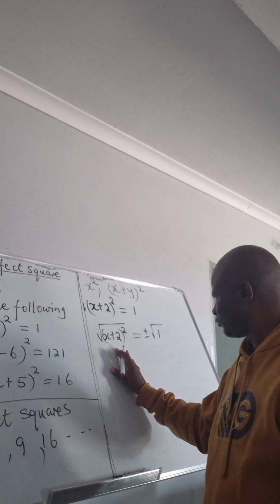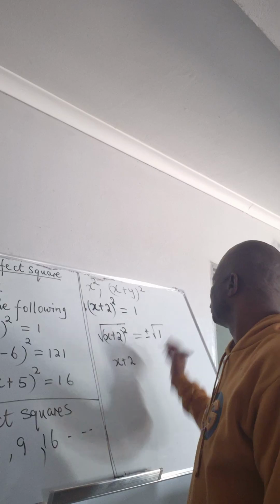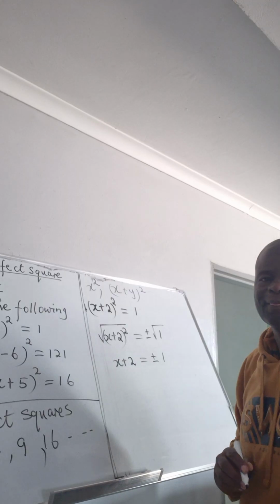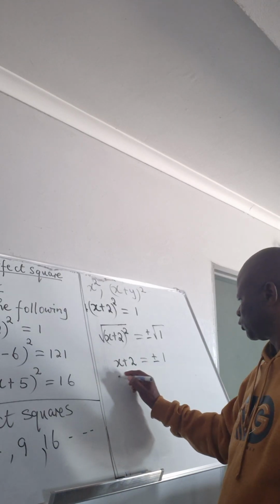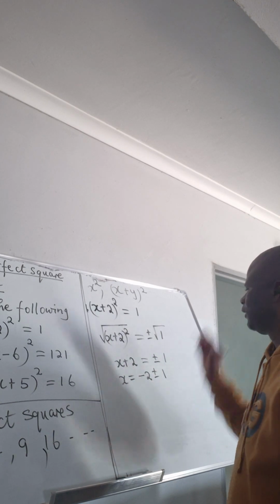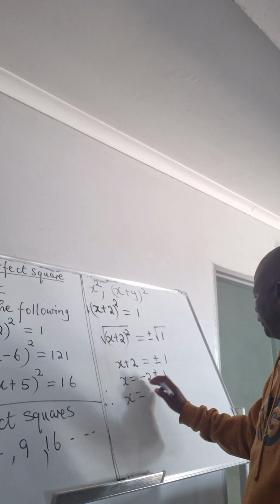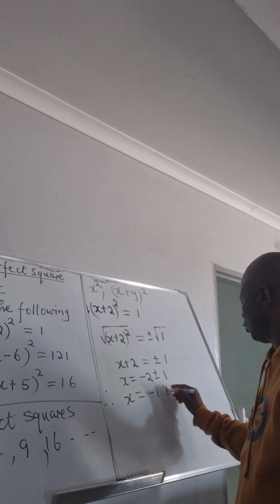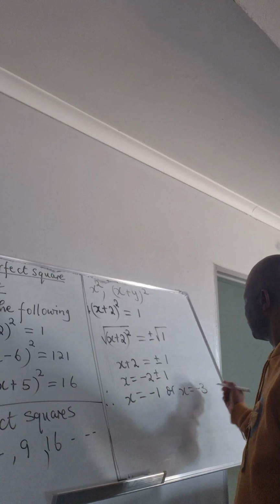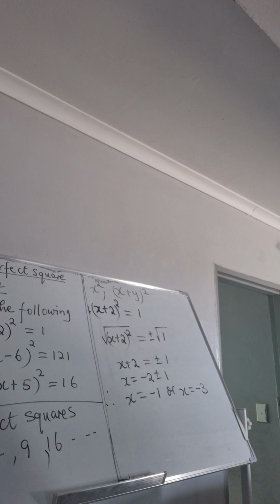The square root of this side is just like you are cancelling power 2, so it's going to be x plus 2, which is equal to plus or minus the square root of 1, which is 1. So you take your 2 to that side, it was positive here, it becomes negative. Therefore, x equals minus 2 plus 1, which is minus 1, or x equals minus 2 minus 1, which is minus 3.